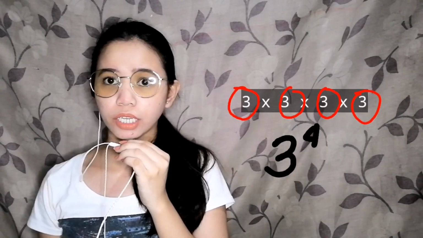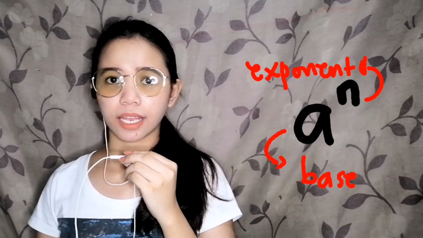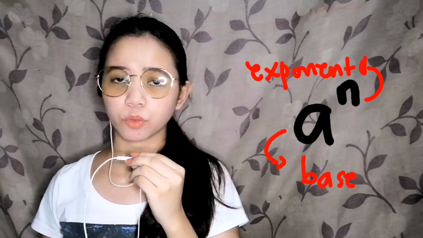Let's have another example. Let's say we have 3 times 3 times 3 and times 3 again. This one can be written as 3 raised to 4, wherein 3 refers to the same factor or the repeated factor, while 4 refers to how many times we use 3 as a factor. So in general, expressions with exponent is written in the form a raised to n, where a represents the base and n represents the exponent. And the n or the exponent tells us how many times we're going to use the base as a factor.